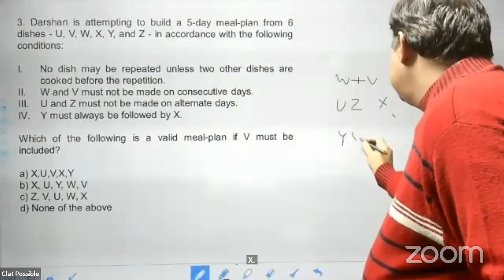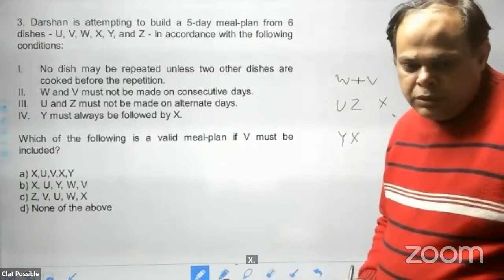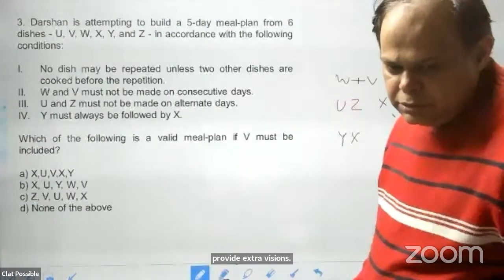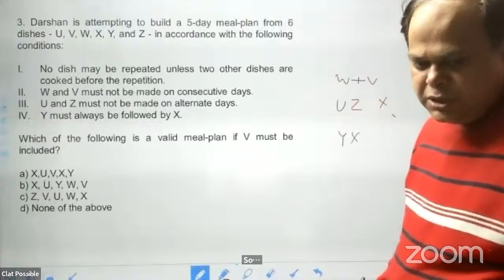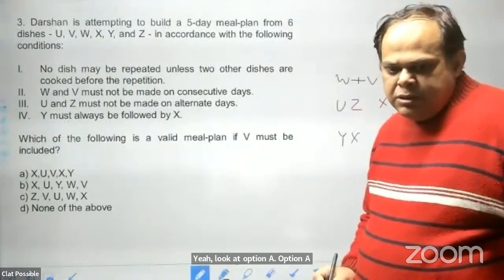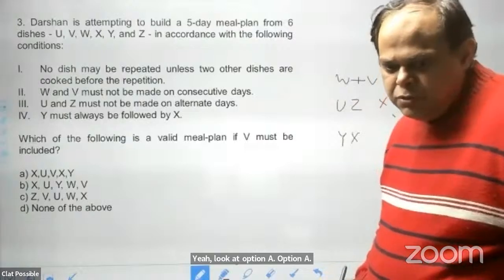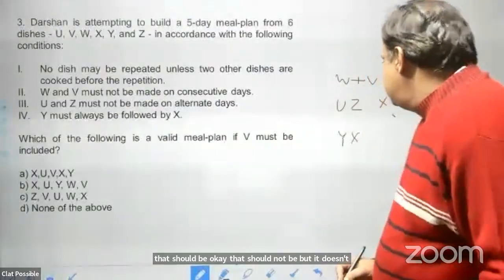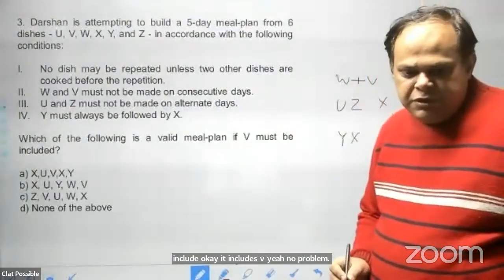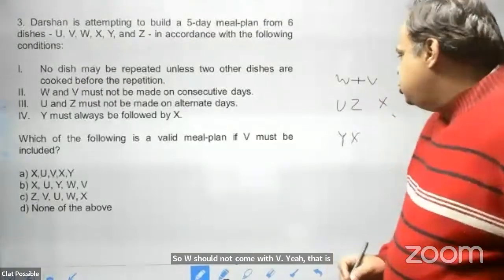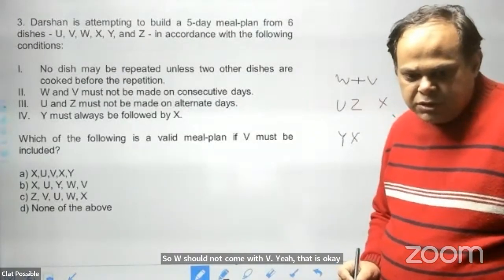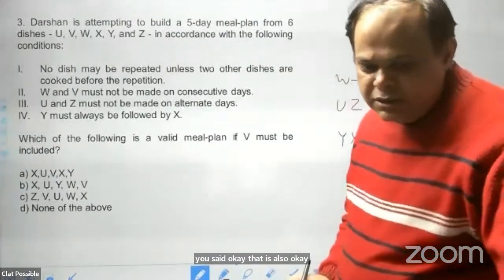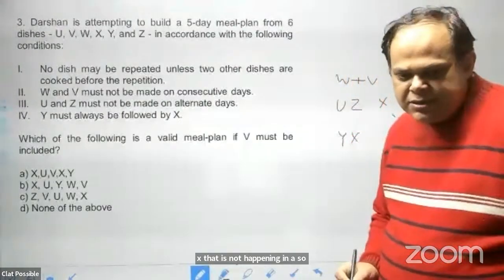After Y, X should come. Look at option A. There is a repetition, that should be okay. W should not come with V, yes, no problem. UZ, that is also okay. And Y should be followed by X. That is not happening in A. So A is not the right answer.